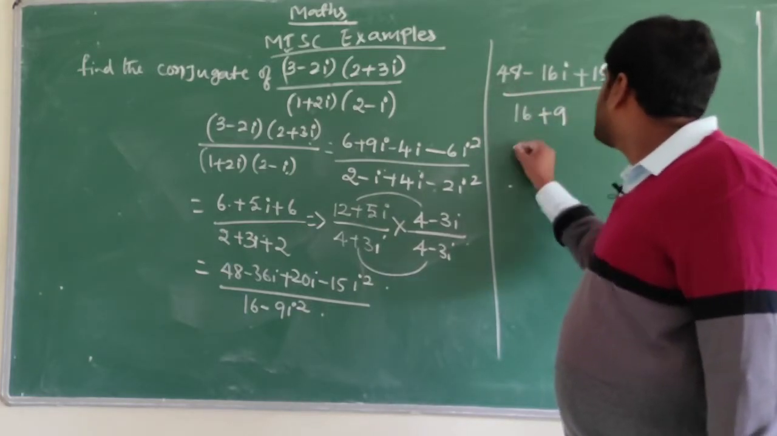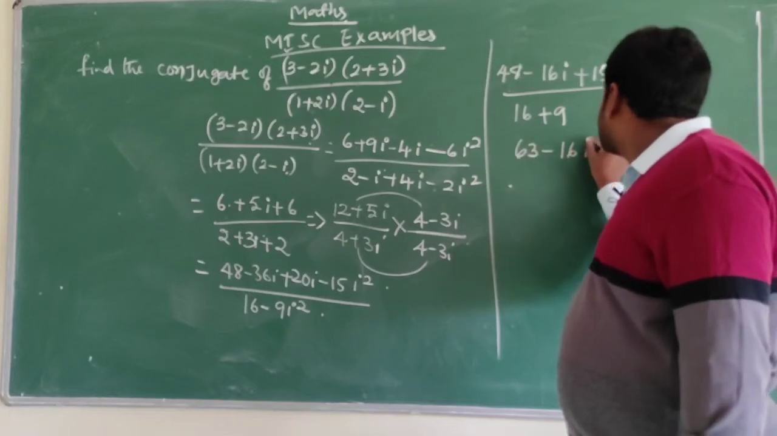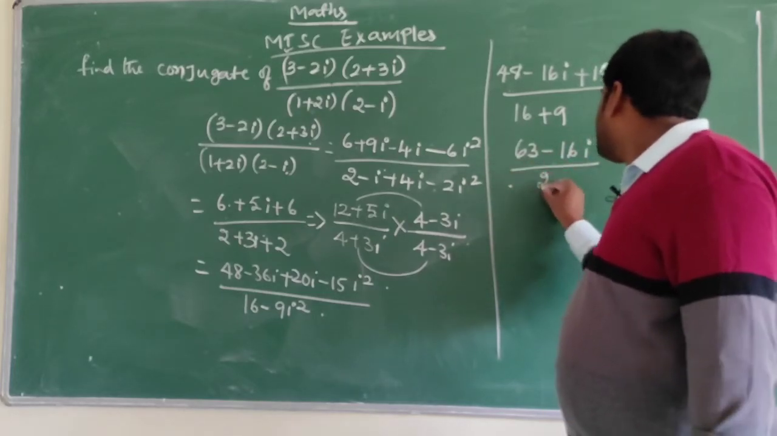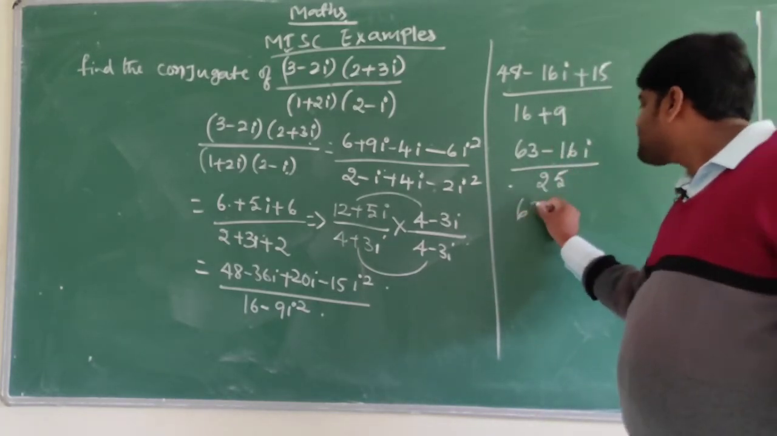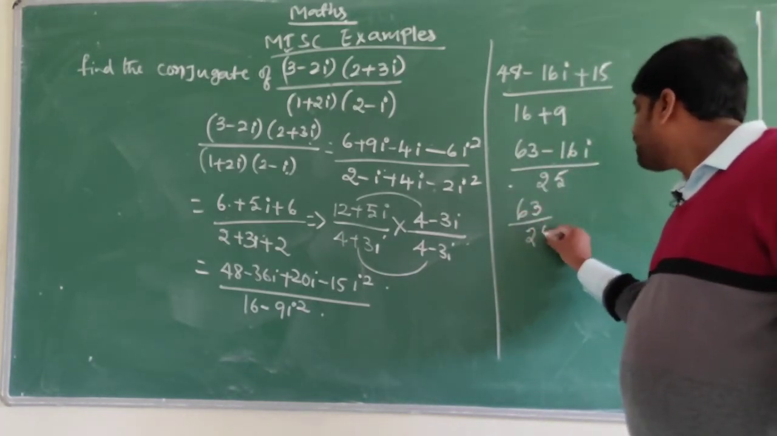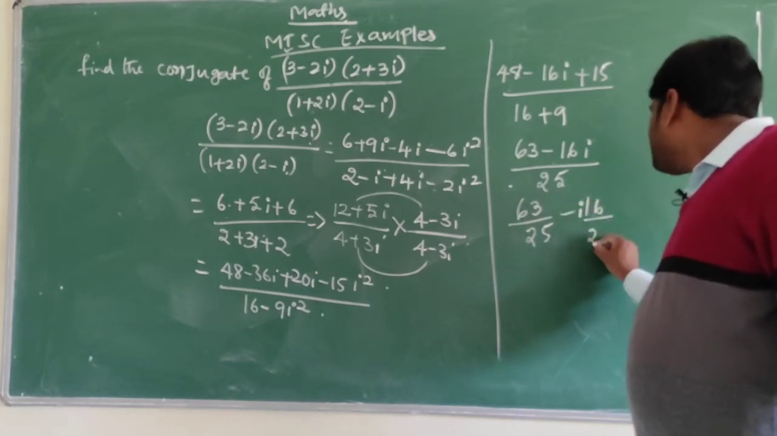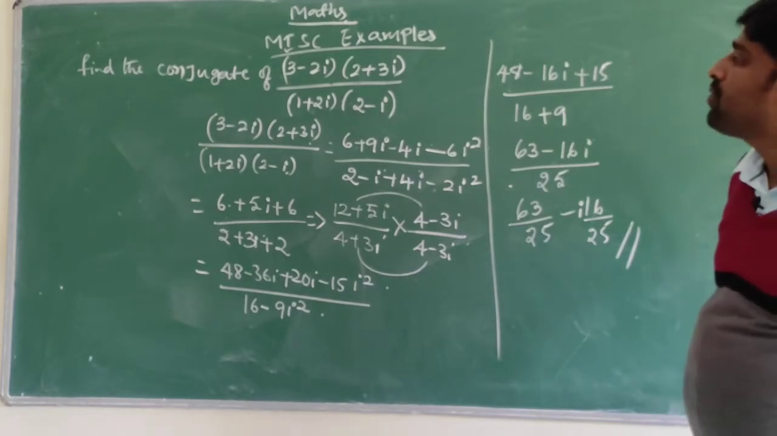48 plus 15 is 63. 63 minus 16i divided by 25. And again this can be written as 63 divided by 25 minus 16i divided by 25. So this is the solution for this problem.